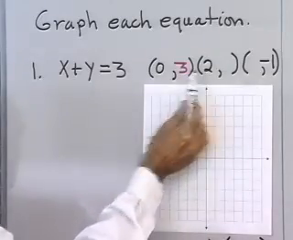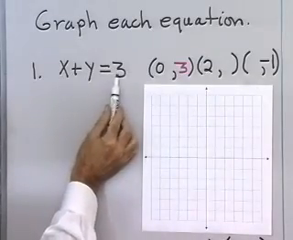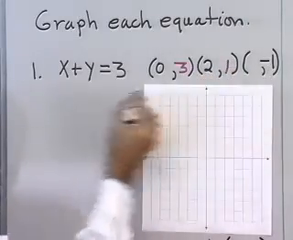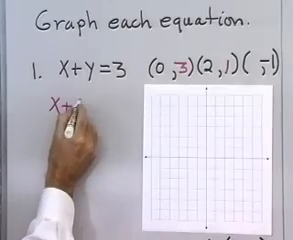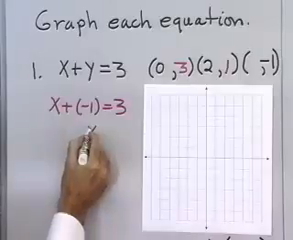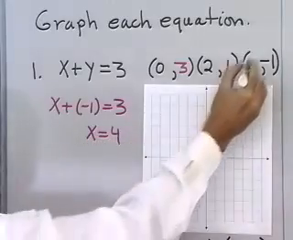When x is equal to 2, I have 2 plus y is equal to 3, y must be equal to 1. And when y is negative 1, let's see, I have x plus negative 1 is equal to 3. If I add 1 to both sides, I end up with x is equal to 4.